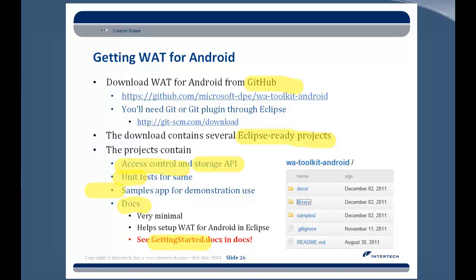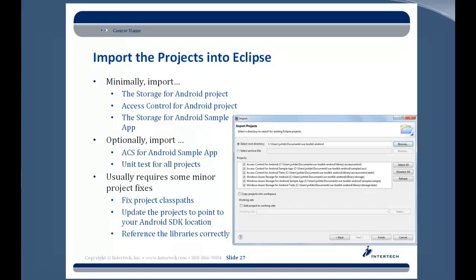Once you get these projects into Eclipse, just do an import. There's a file import option on Eclipse. Bring in minimally the storage API for Android project, the access control for Android project, and then you probably also want to bring in the sample app just so you know how to work with both of those storage and access control APIs. Again, additional imports for things like the ACS sample application.